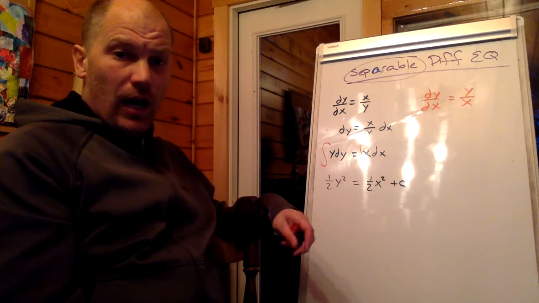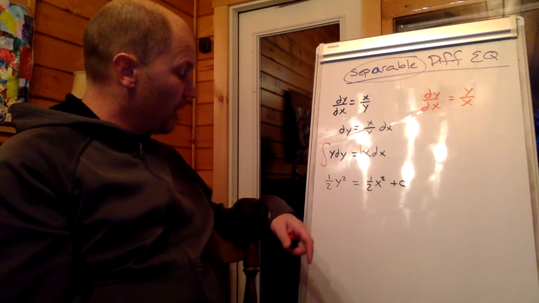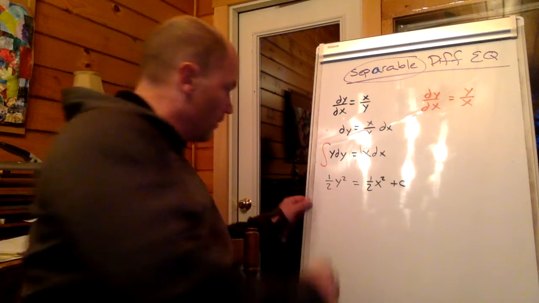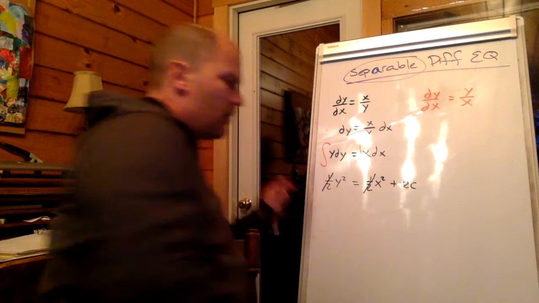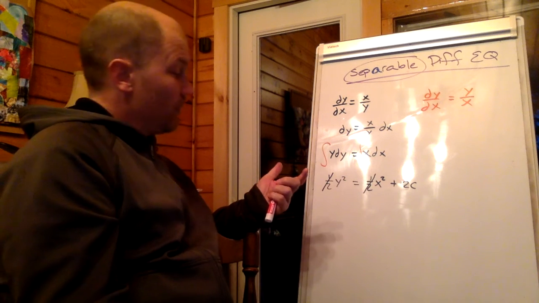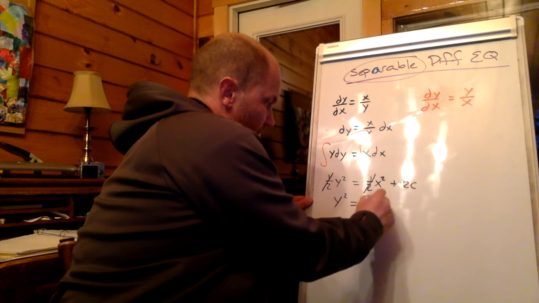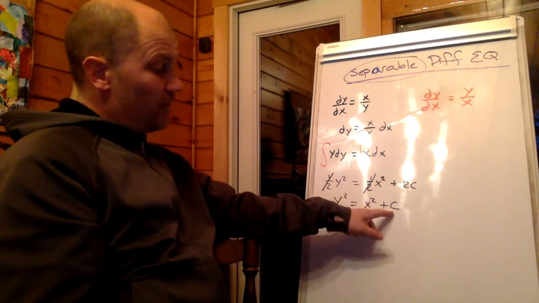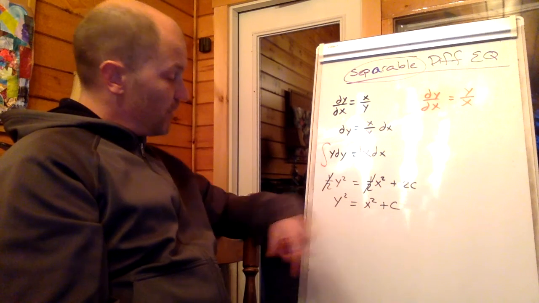Great, life's good. I need to solve for y. My goal is to get y by itself, if at all possible. In this case, it's pretty easy. I'm going to multiply everything by 2. When I do that, that goes away, and this c really becomes 2c. But 2 times just a constant is still just a constant, right? Because 2 times a constant is still just a random constant, so we can just call this same random constant c. So we have y squared equals x squared plus c.